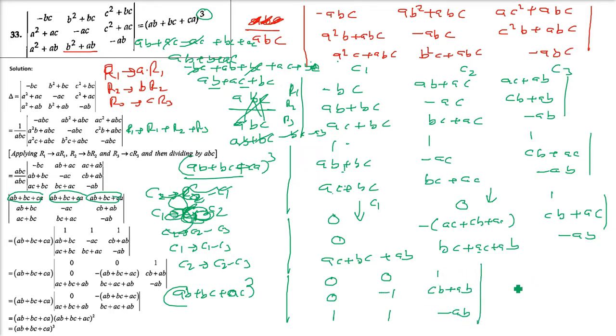So 0, 0, I am not writing, 0 something minus 0 something. The last one is 1, and what is going to come? 0, 1 minus 1, 1. 0 into 1 is 0, minus minus plus 1, 1, and 1 was already outside. 1 into 1 is 1. So 1 multiplied by this is the same. So AB plus BC plus CA whole cube has come.